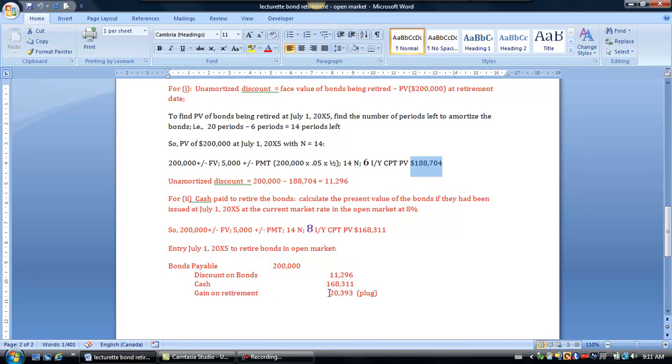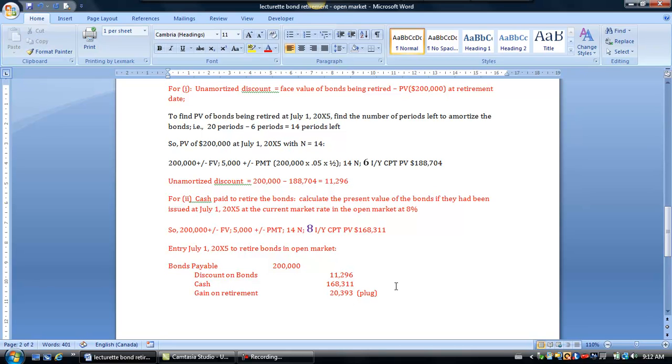Well, I can calculate the gain as a plug, right? $20,393, or just take it as the difference between the present value, which is the cash payment, and the present value of the bonds I'm retiring based on the original data. If you don't like to think of it that way, up to you. Just plug it. So how would we do the journal entry? Get rid of the bonds, get rid of the unamortized discount, credit your cash because that's what you're paying to retire these bonds at their book value or their carrying value, and the $20,393 is the amount that you would need to shore it up or to make the debits and the credits balance. All right, and that would be $20,393.